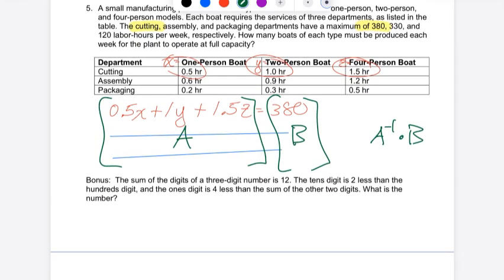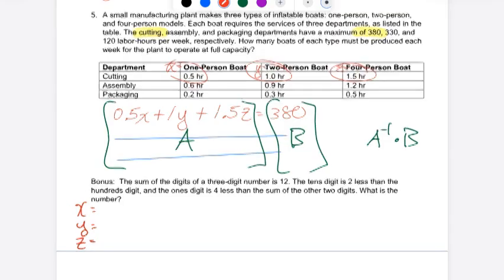The bonus problem. Well, it wouldn't be a bonus if I showed you how to do it, but it's a neat problem. You've got 3 digits. Let your 3 digits be x, y, and z, and try to create 3 equations that use those variables. See if your answer makes sense.